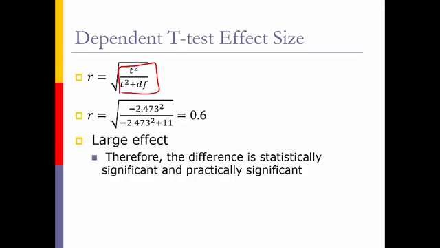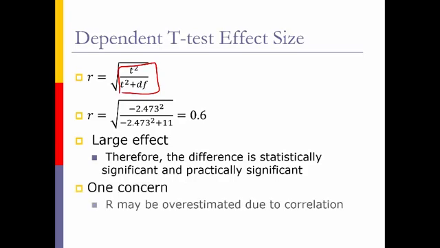Now, with the dependent t-test, we have one problem. If we have correlation between the variables, that R value may be overestimated. So we had some pretty large correlation. It wasn't significant, but this is something that we might want to say, well, it could be impacted because of some pretty strong correlation.